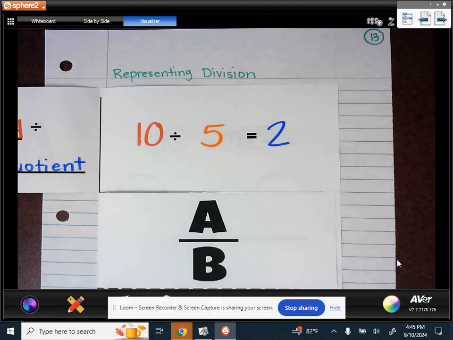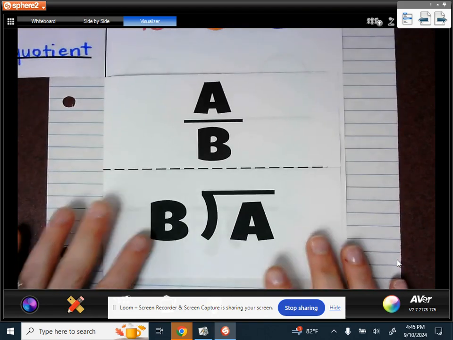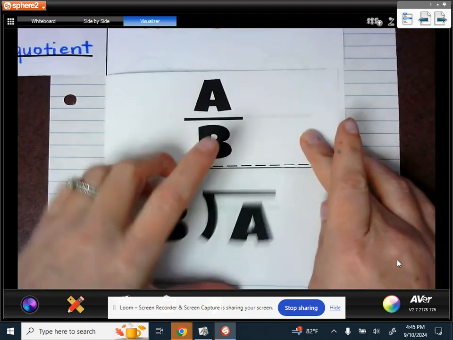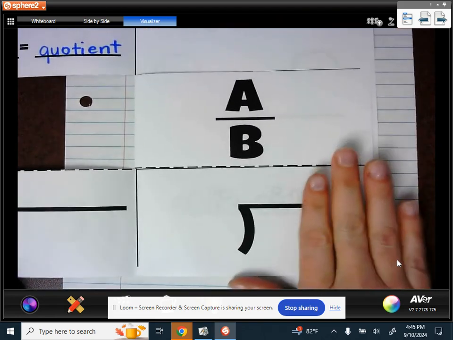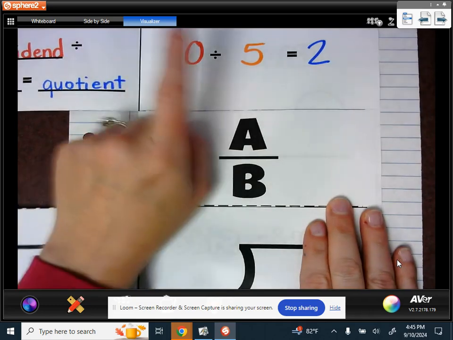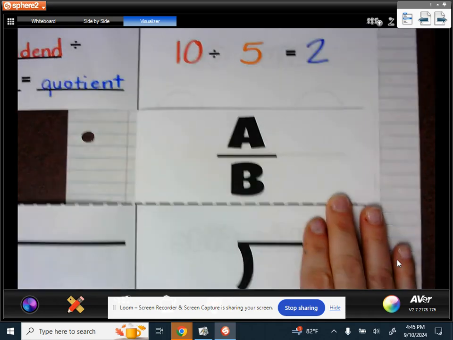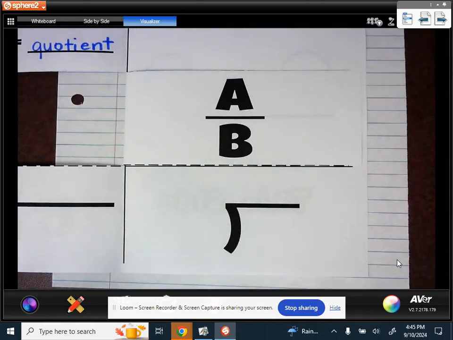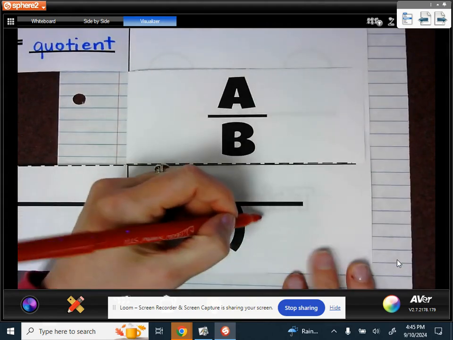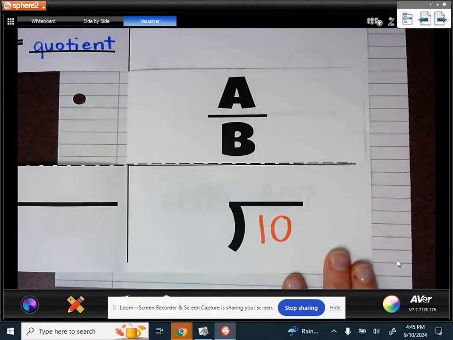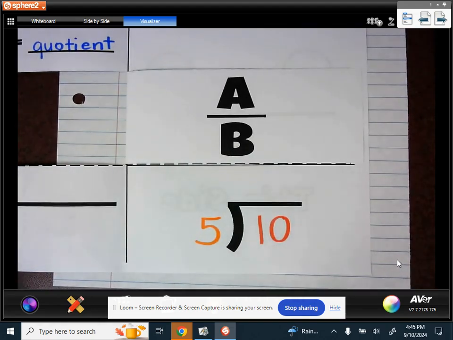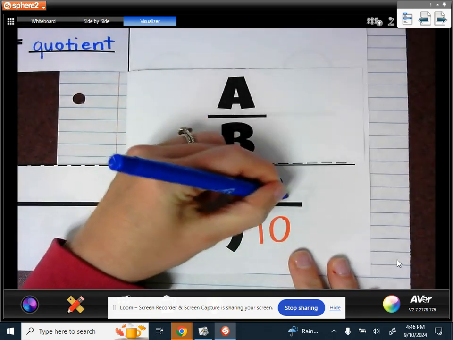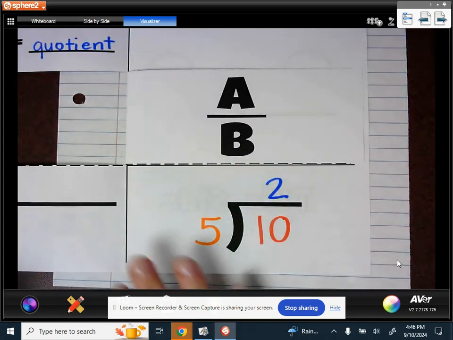Another way that you're used to seeing, let's just skip down to this one because we're used to seeing this one. And this is our long division symbol. So if we compare that to what we just talked about, if you remember, I always tell you that your first number goes on the inside. So that 10 here is going to go on the inside. And then your second number, the 5, stays on the outside. And then our quotient in this kind, the long division, goes up on the top.